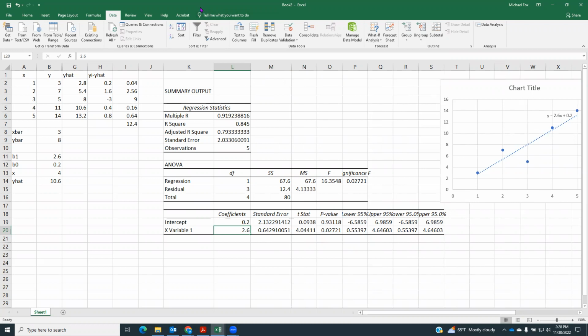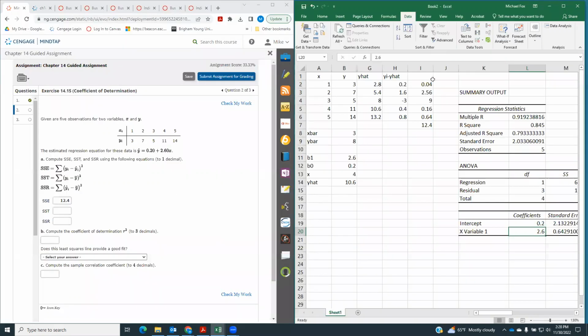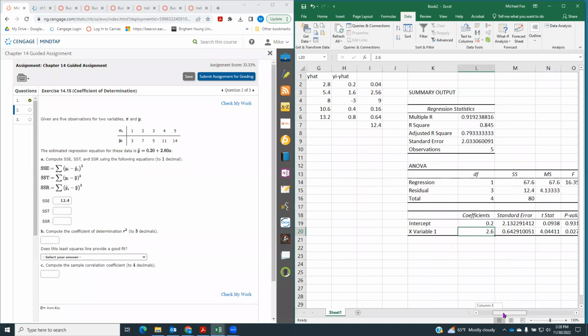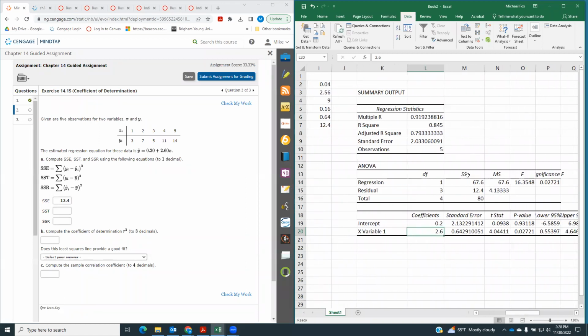So I can now go back and look at my SS, or sum of squares. I see that my SS, what it calls SSE, is called residual, sum of squares residual, in Excel. So the sum of squares total, 80.